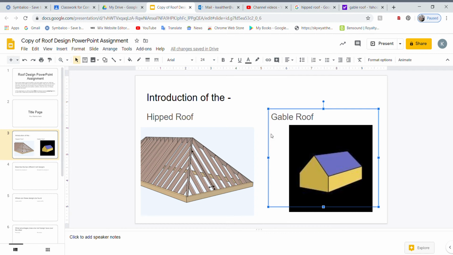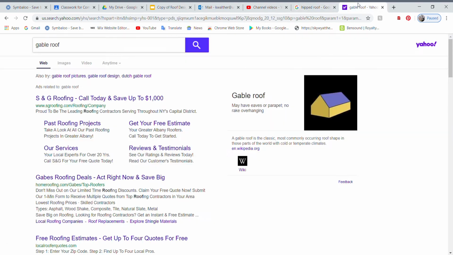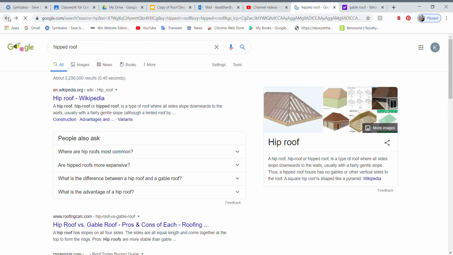I want to know what it is you're doing and how you're doing it. The next one's a little different. So here we're going to actually put a description of the roof designs. You're going to describe to me what is so special about a hip roof or a gable roof or whichever roof designs you picked. So I'm going to go back here for a second. Now, right here, you don't really want to use Wikipedia, but as an example, I will.